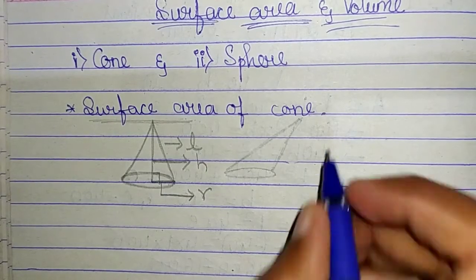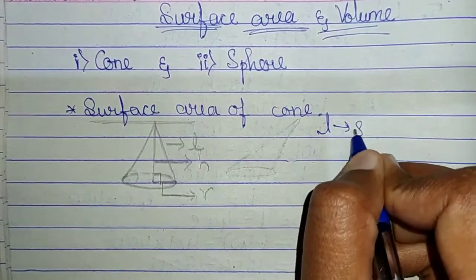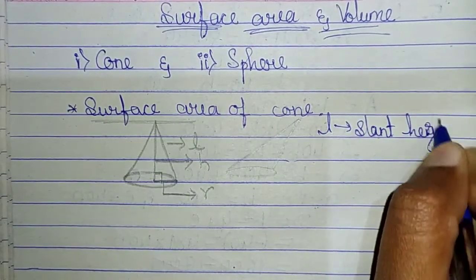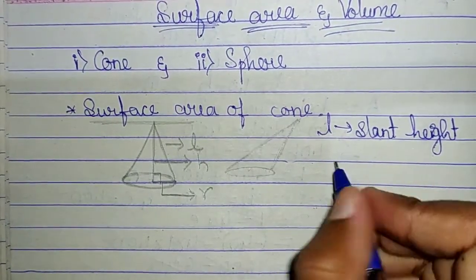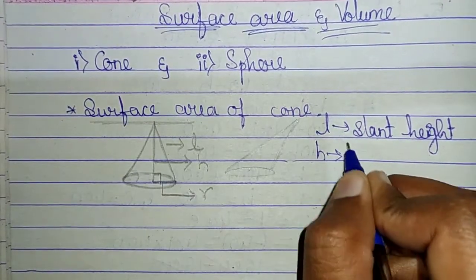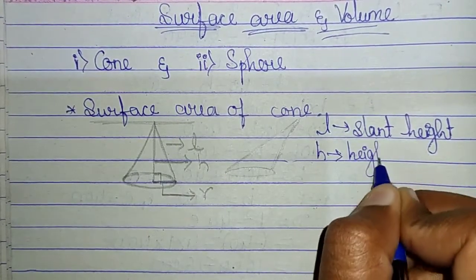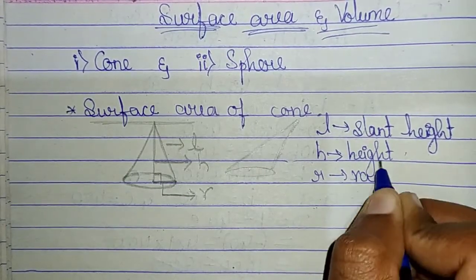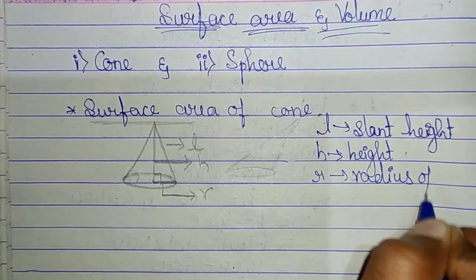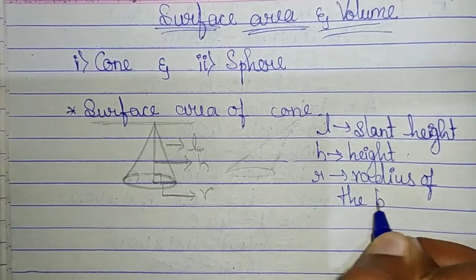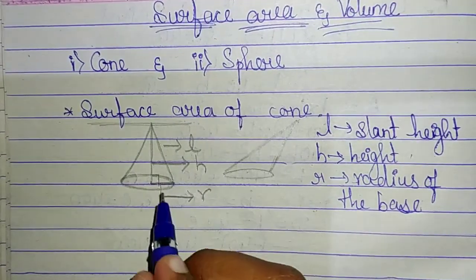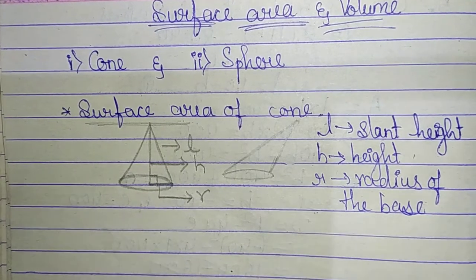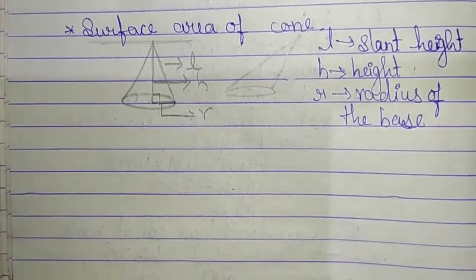So l in a right circular cone is slant height. That slope of the cone is known as slant height, and h is the height of the cone, and r is the radius of the base. As you know that cone has a curved surface. So in case of cone, there are two surface areas.